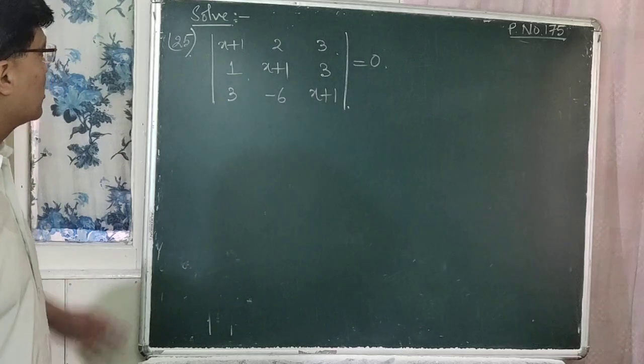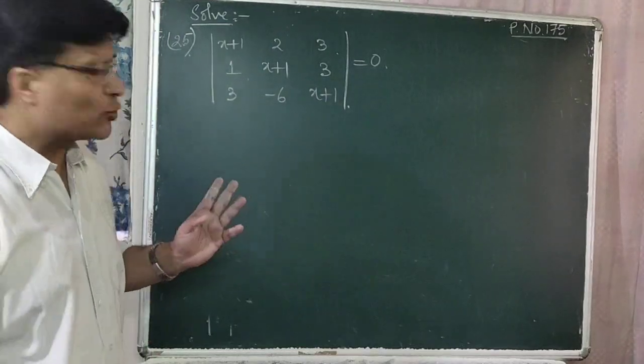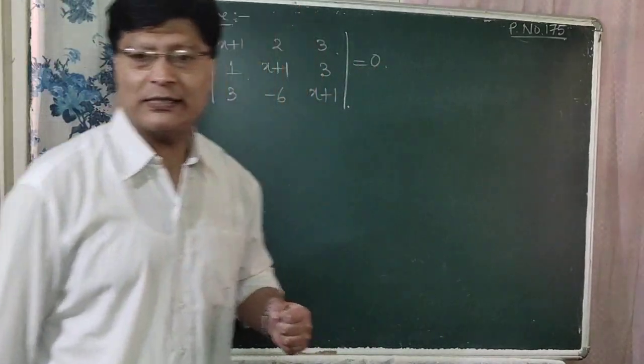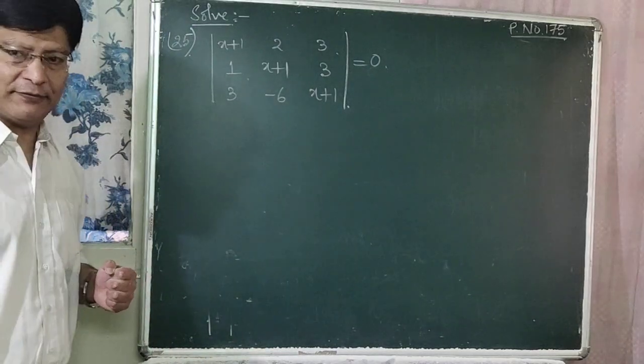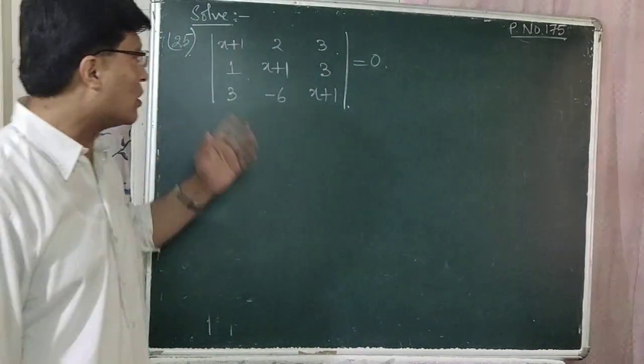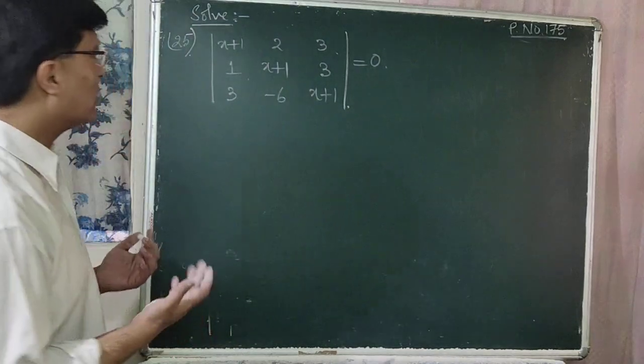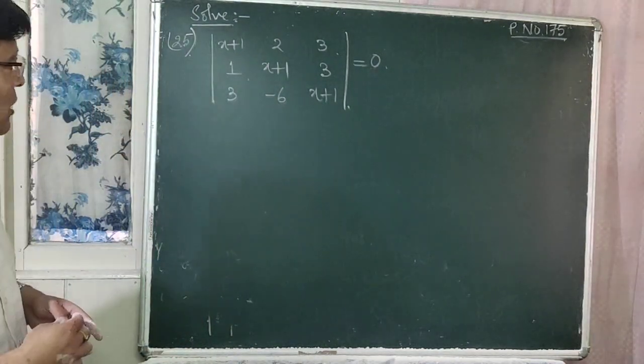So now again we will do this problem, that is question number 25. This is also solved from the same page number, that is page number 175. Okay, now let us solve it. Direct expansion मा गएर हामी property use गरौँ, के गर्दा सजिलो हुन्छ हेरौँ.